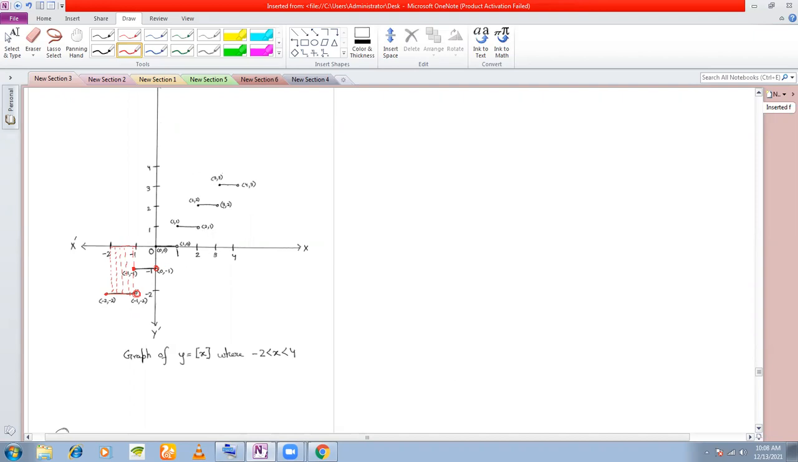Now, if you see all this graph, you're getting straight lines in all these intervals, right? Such functions, like the greatest integer function, and there are other functions also in which you get such a graph, are called step functions. This is a step function. It looks like a step. Okay, one of them is y is equal to the greatest integer function of x. There are other step functions also. The least integer function is also there.